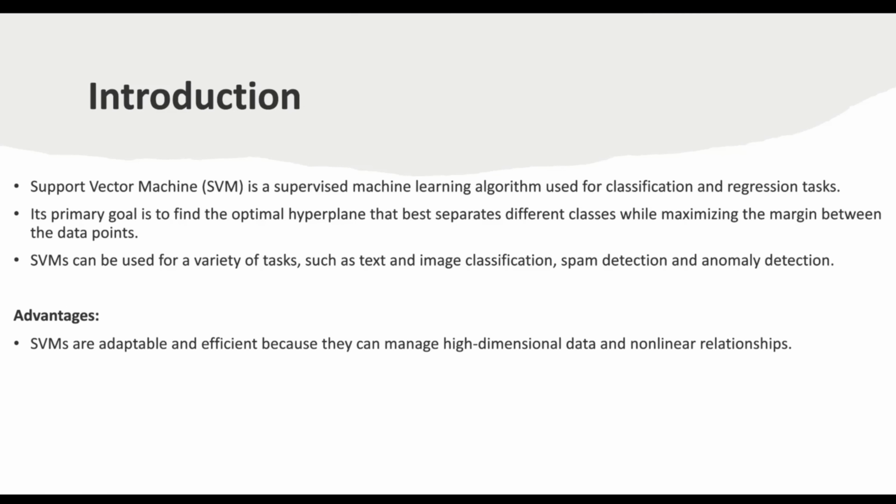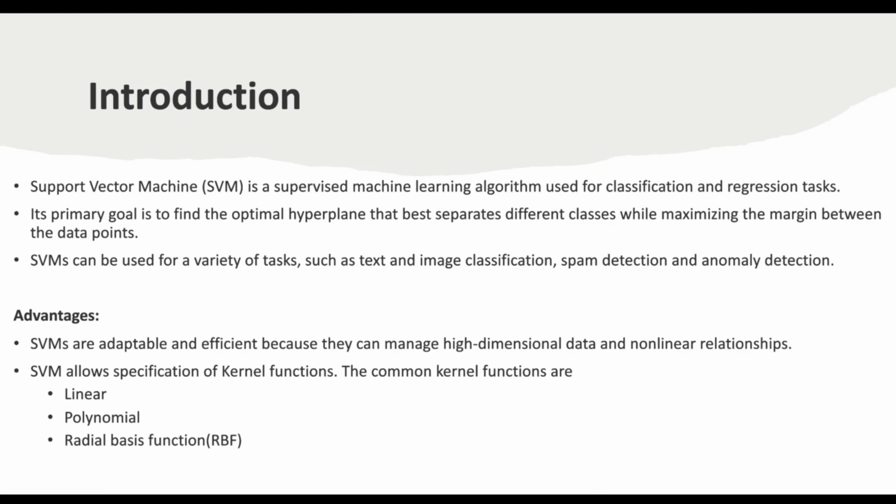There are some key advantages of using the support vector machine, and one of them is that it is very adaptable and efficient because it can manage high dimension data. It can also be applicable in nonlinear relationships. It also allows for the specification of the kernel functions. The most common kernel functions include the linear, polynomial, and the radial basis. So when conducting an analysis using the support vector machine, you have the leeway to use any of these kernel functions.